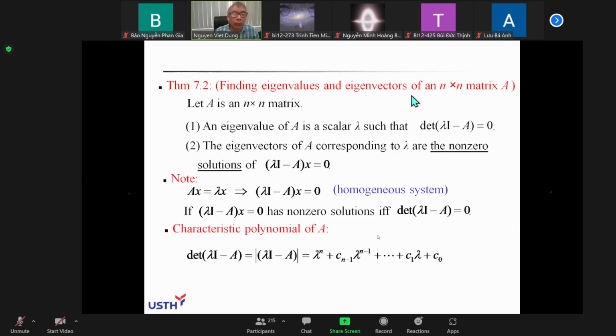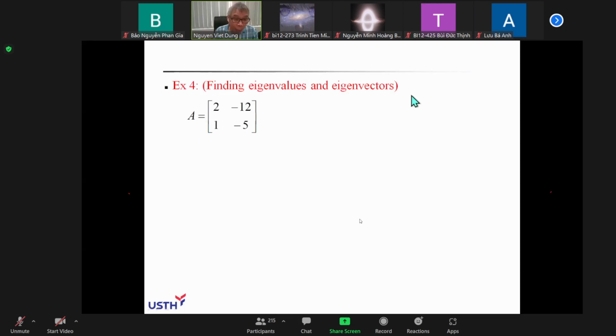That equation is named the characteristic equation of A. The left-hand side of that is a polynomial in the variable lambda, and we call it the characteristic polynomial of A. That is what I repeat for you. And here is some example. I leave it for you to read because I want to stop the class here today.